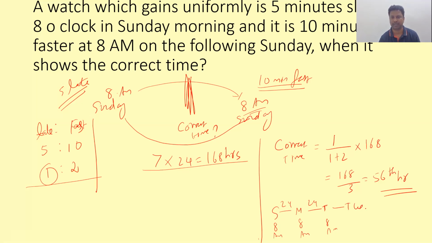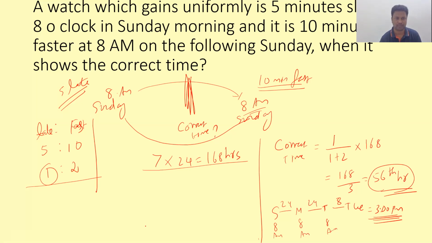So on Tuesday, 3 p.m., the clock will show the correct time. Here we want to add 8 hours: 24 plus 24 is 48, 48 plus 8 is 56. So Sunday 8 a.m., Monday 8 a.m., Tuesday 8 a.m. On the same Tuesday, we add 8 hours, that is the 56th hour. At 3 p.m., the clock shows the correct time. So this is the way to do this question.